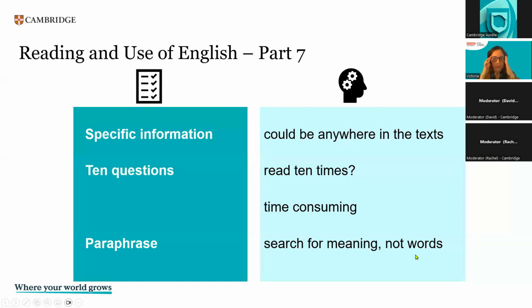Okay, sometimes when you see exactly the same word in the questions and in the text, maybe you should be a bit careful. Okay, let's wait and see if this is the correct answer, because it may be tempting, but maybe it's not the correct answer. Yes, I will give you an example in a minute.